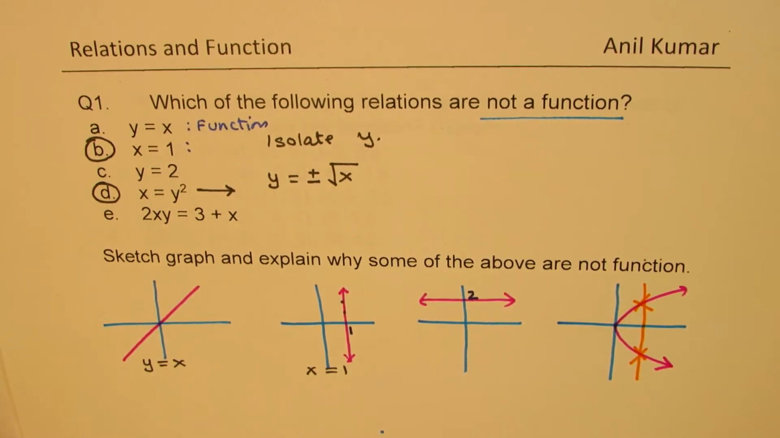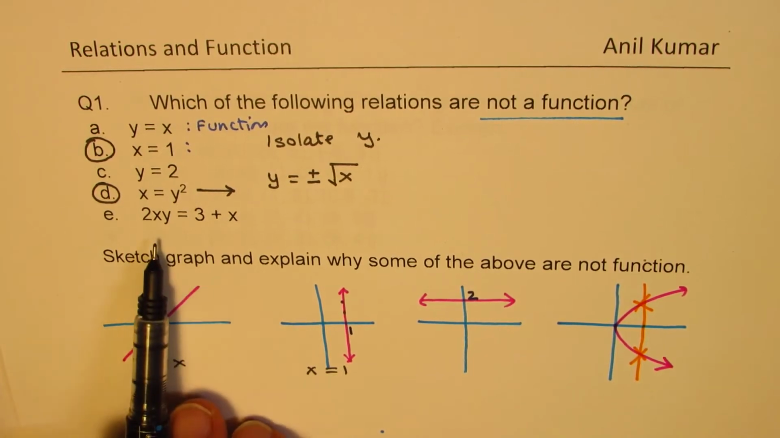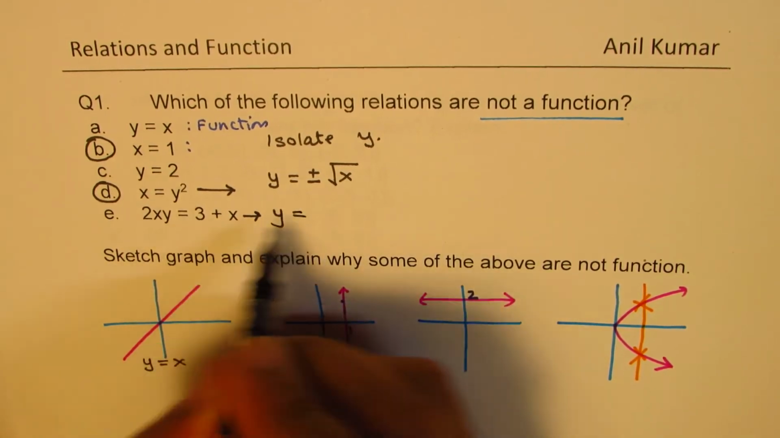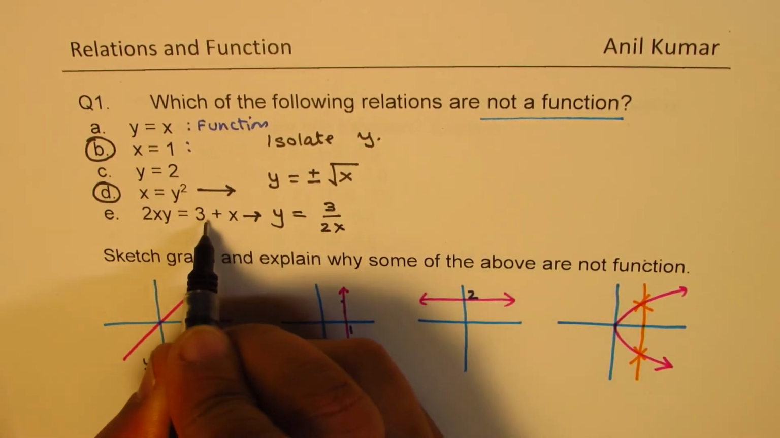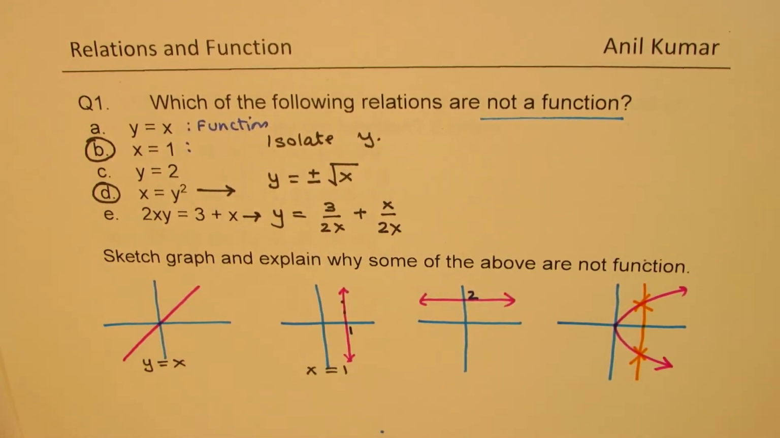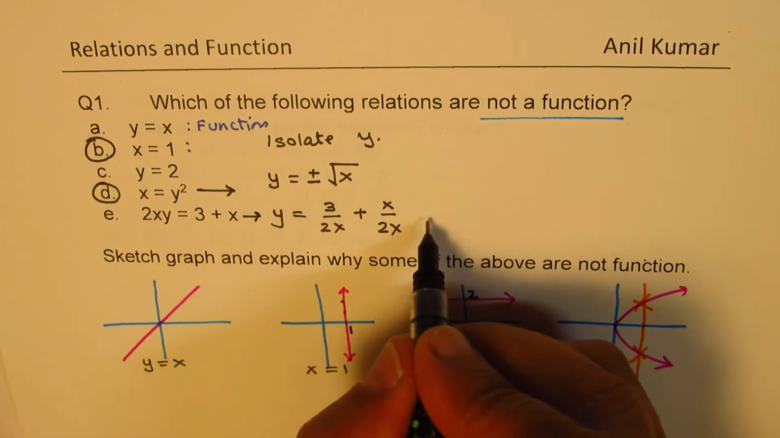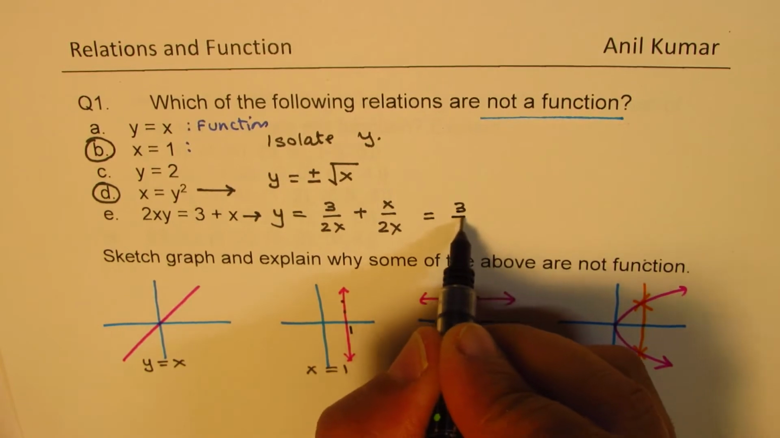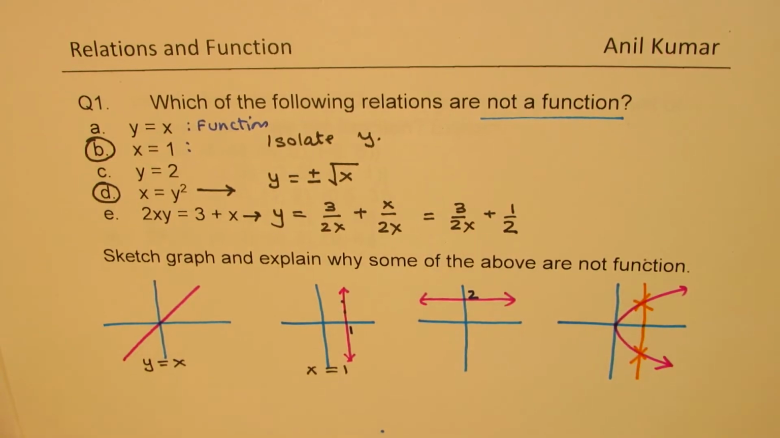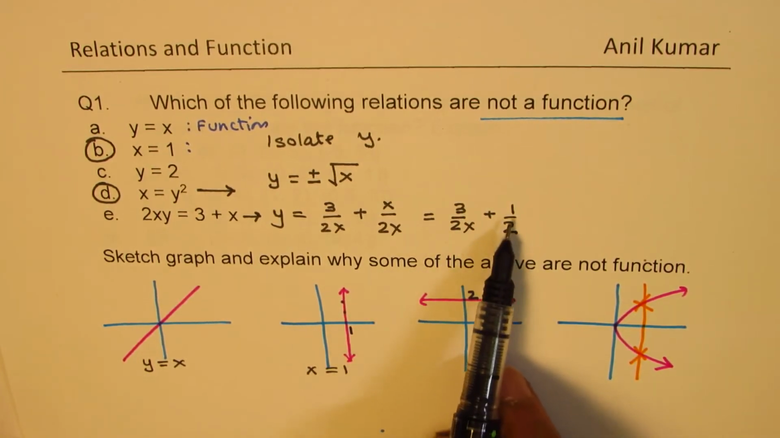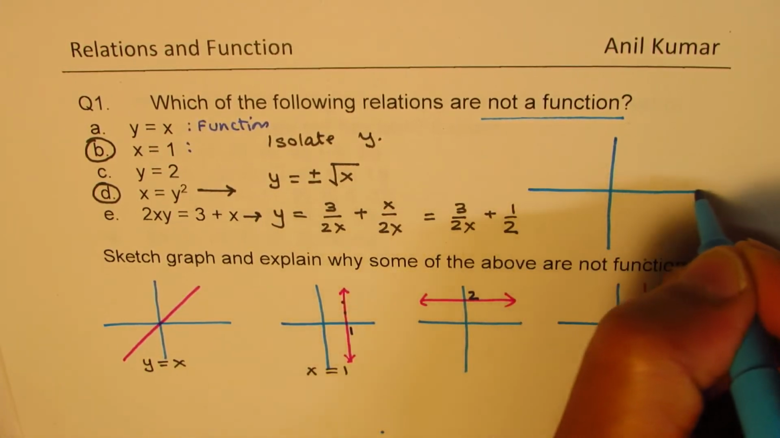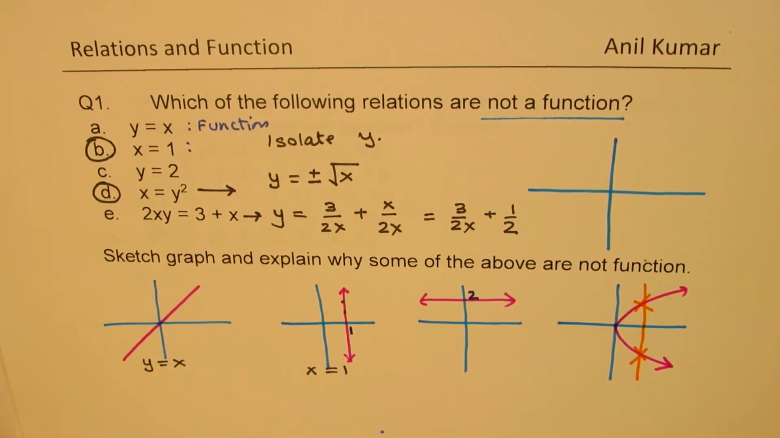Clear? Now the last one here is slightly tricky. You need to isolate y. So in this particular case, you can say y equals 3 over 2x plus x over 2x, right? So you isolated y, which we could also write as equal to 3 over 2x, and here x and x will cancel, plus half. Is that clear to you, right? So it is a graph of 1 over x which has moved half unit up. So this particular graph could look like what? Now this could be an exercise for you, right?